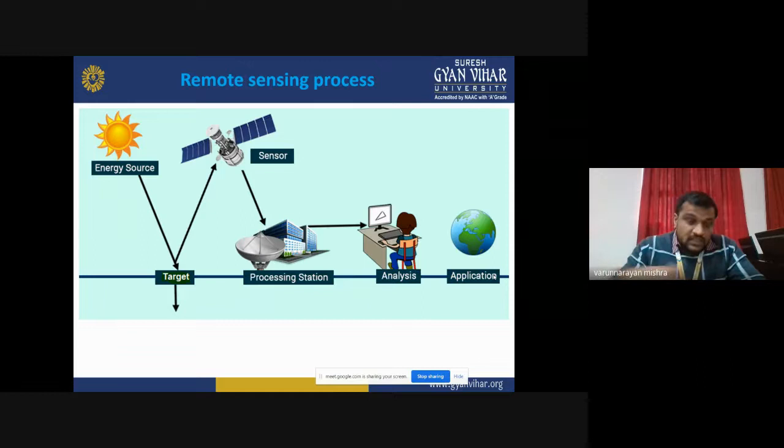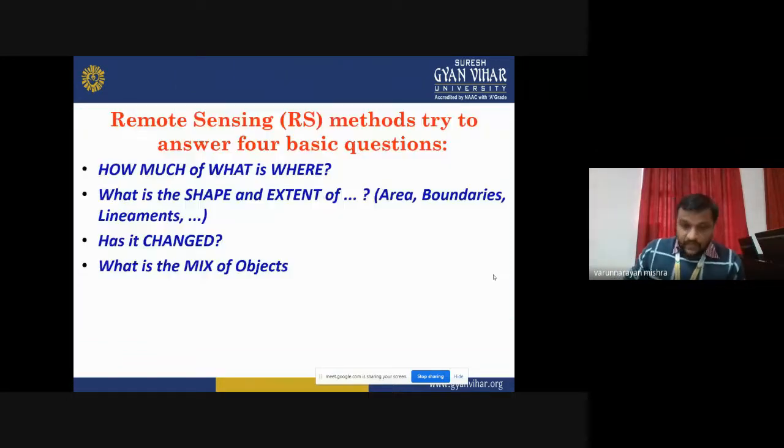The energy which is reflected from the earth surface is gathered by the sensor, and then that information will be sent to the processing station. They process the information in terms of images and different types of data sets, and we analyze the data sets for different applications. So this is a very common process of remote sensing.